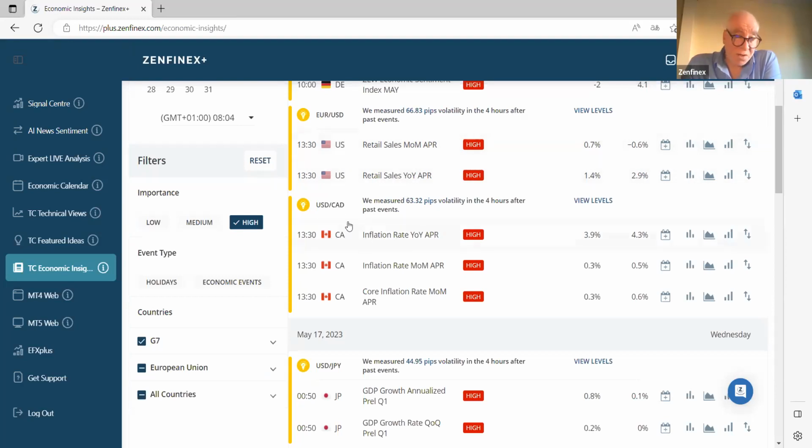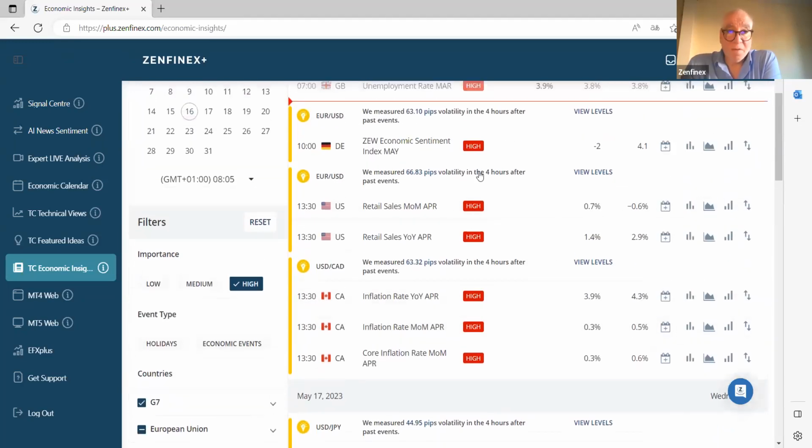It also covers the Canadian inflation rates and core inflation rates. So we'll be looking at the USD CAD, the euro dollar throughout the day, just to see how this news is going to be affecting different instruments.